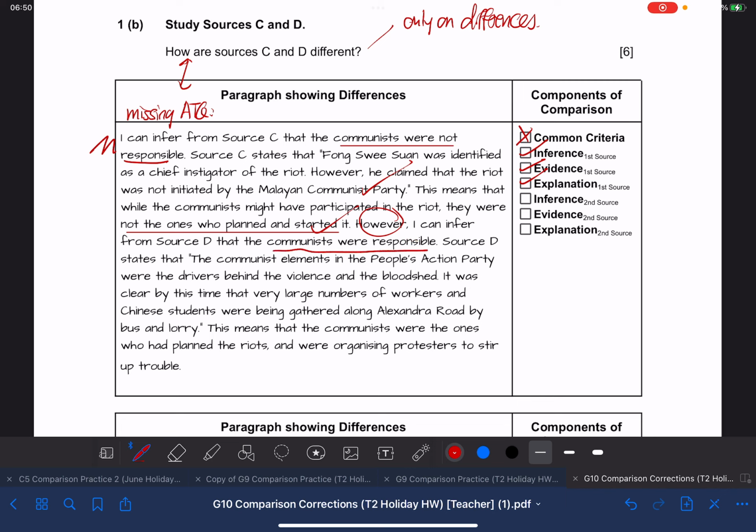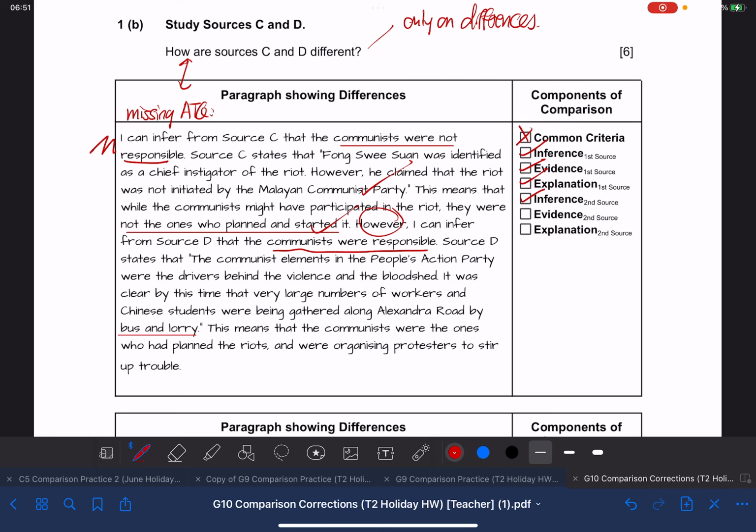Okay, communists were responsible. So this is your inference for source D. Source D says that the communist elements in the PAP were the drivers behind the violence and bloodshed. It was clear by this time that very large numbers of workers and Chinese were being gathered along Alexandra Road by bus and lorry. This means that the communists were the ones who had planned the riots and were organizing protesters to stir up trouble.